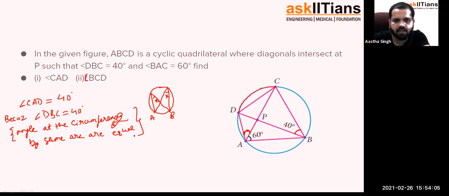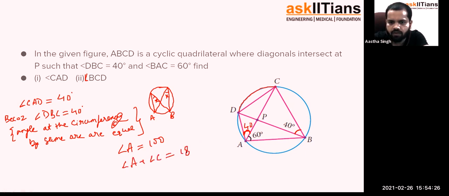So next part is angle BCD. You have got the value of this 40 degrees, so you have got the whole angle A. Whole angle A will be equal to how much? 100. And you know the property: angle A plus angle C will be equal to how much? 180 degrees. Angle A is 100. You have to find angle C, which is basically angle BCD. So definitely angle BCD will be 180 minus 100, that is 80 degrees.